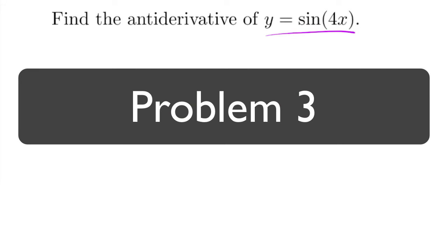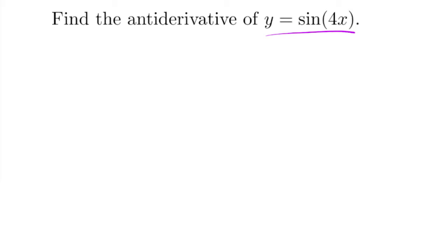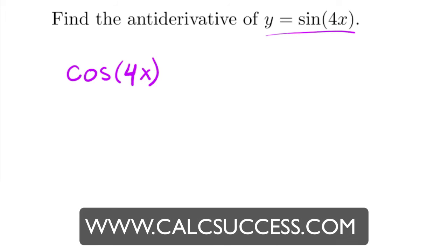Okay, so to find the antiderivative of sine of 4x, you already know that the derivative of sine of 4x, for example, you have to use the chain rule. So it's not as simple as just memorizing the rule, but it's not that complicated either. Because if you think about it, you might say, okay, well, what about cosine of 4x? And since we're just starting, it's good to do a little practice.